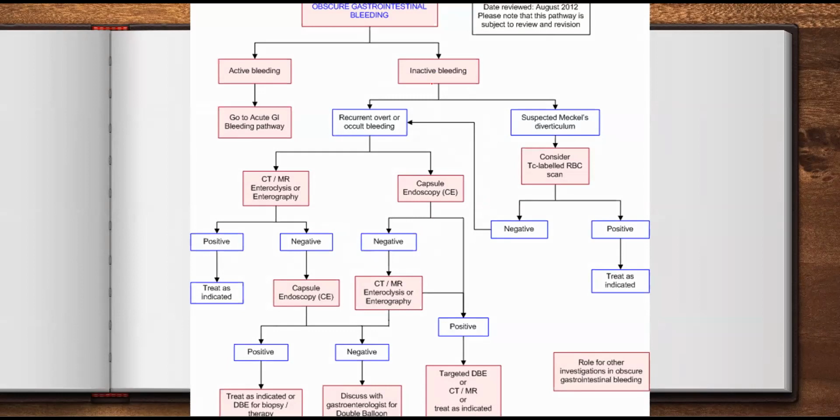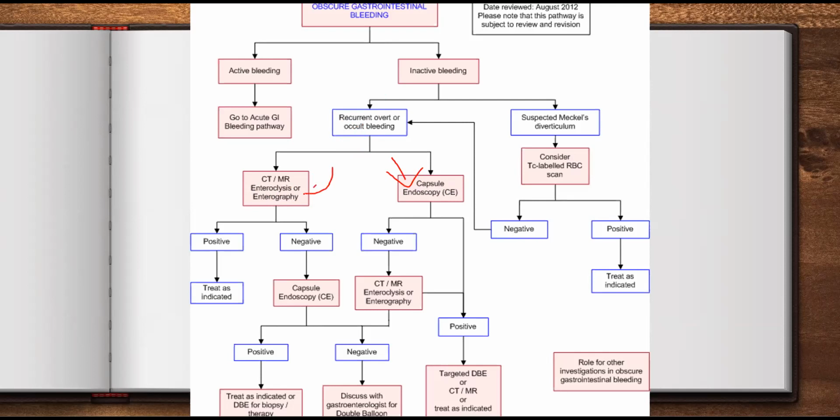So let's say patient having inactive bleeding. That means at the moment, patient is not bleeding. If you suspect someone having a Meckel's diverticulum, then we do this technetium labeled red blood cell scan. If we don't suspect that, then we think if someone having recurrent overt or occult bleeding, that means if someone having a recurrent melena or any form of GIT bleeding, we can do either capsule endoscopy or CT or MR enterography. But normally, capsule endoscopy will be the first choice of investigation.